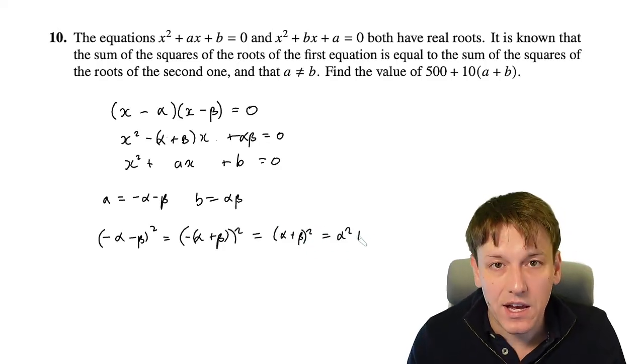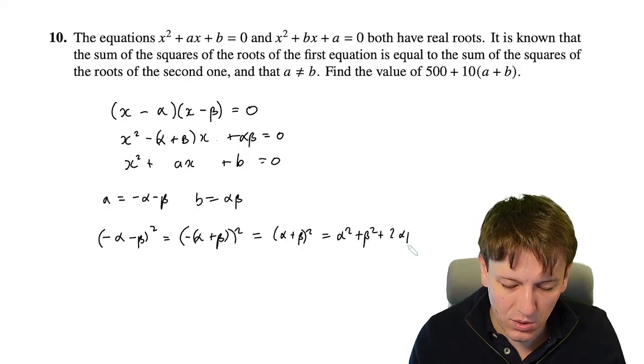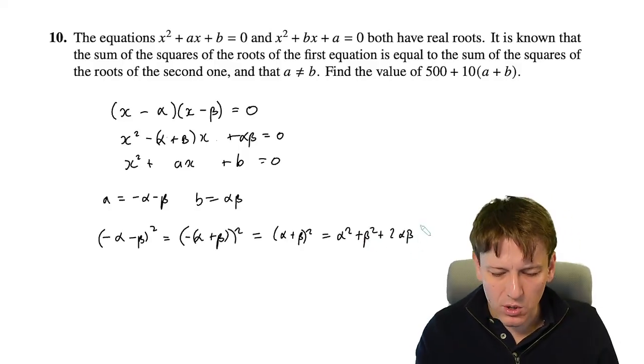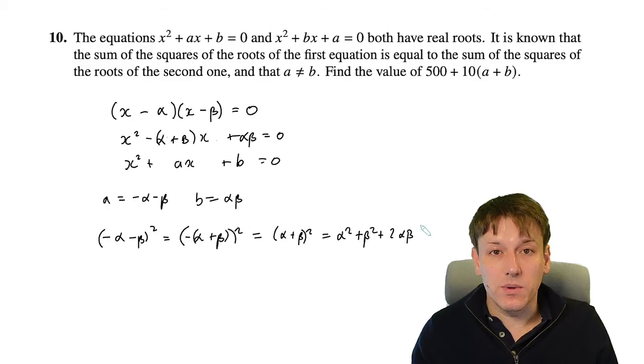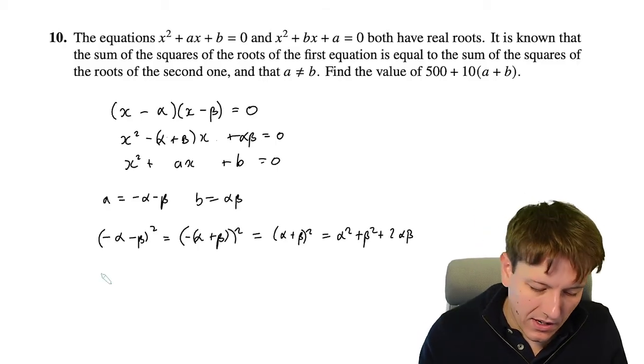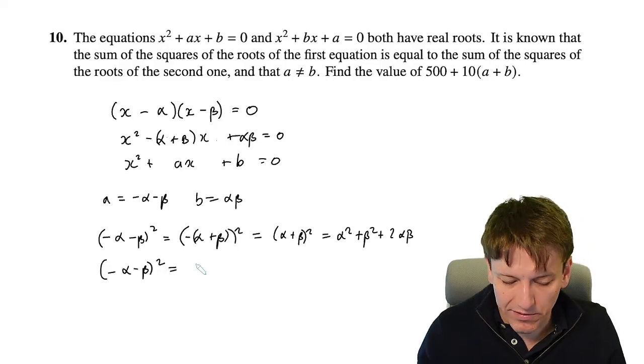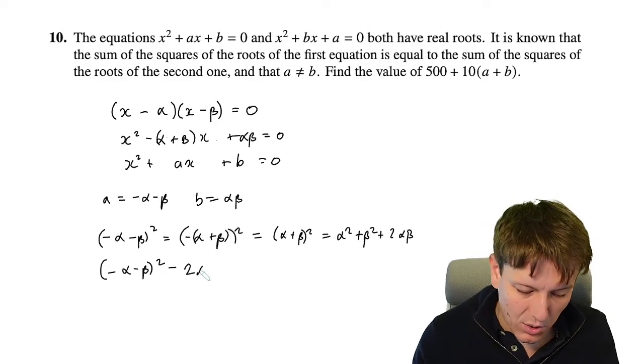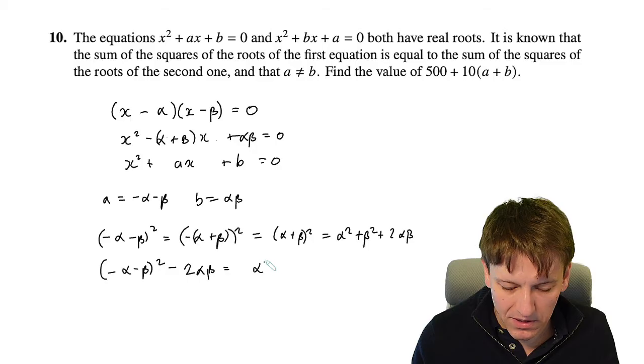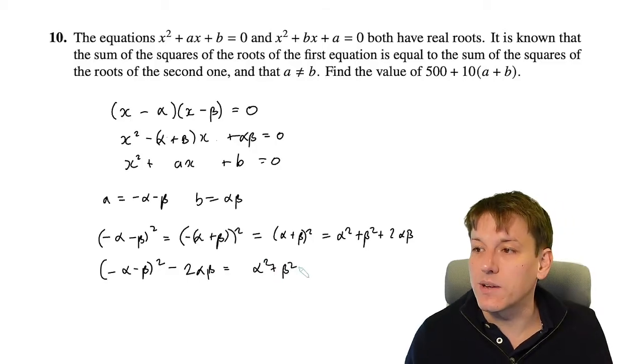So I'm going to get alpha squared plus beta squared plus 2 alpha beta. So if I want to get to just the sum of the squares of the roots, alpha squared plus beta squared, I could do minus alpha minus beta squared, which would be all of this, and then I could subtract 2 alpha beta, and that would just give me alpha squared plus beta squared, right?